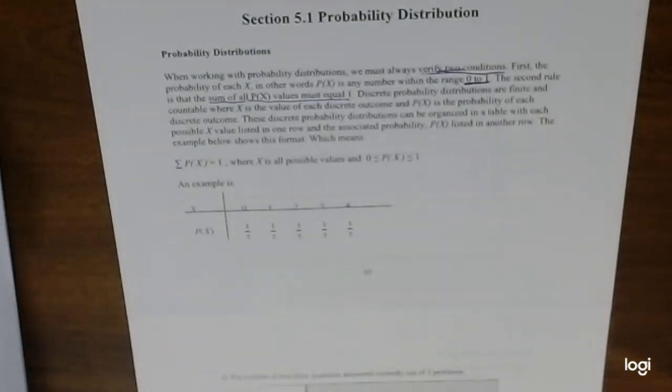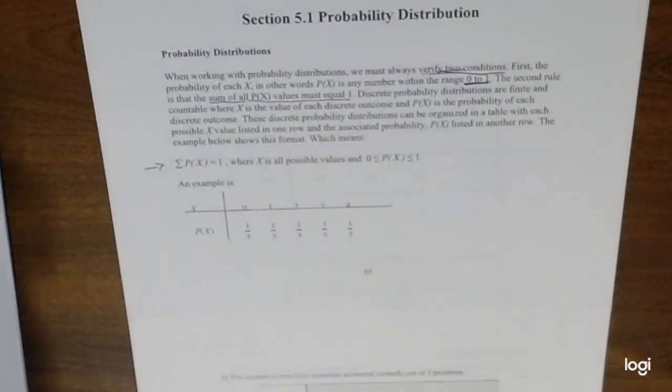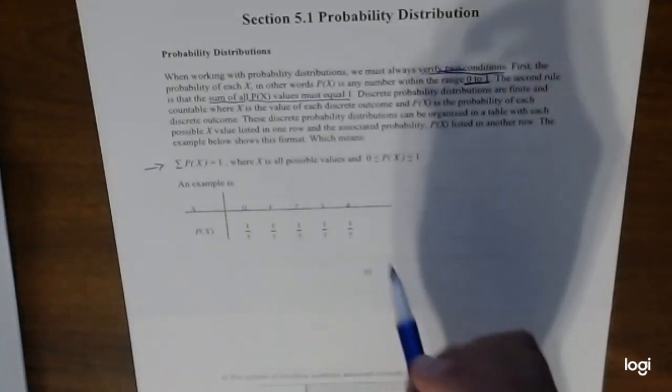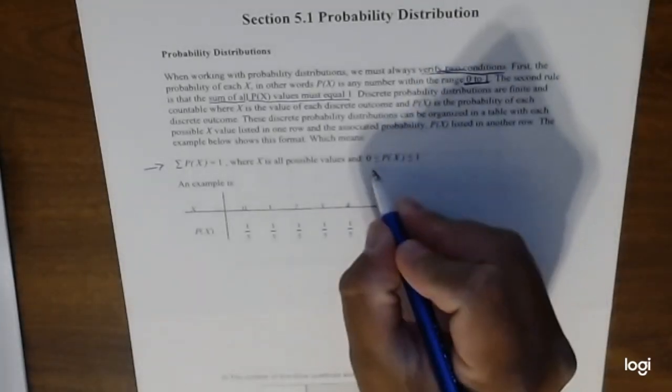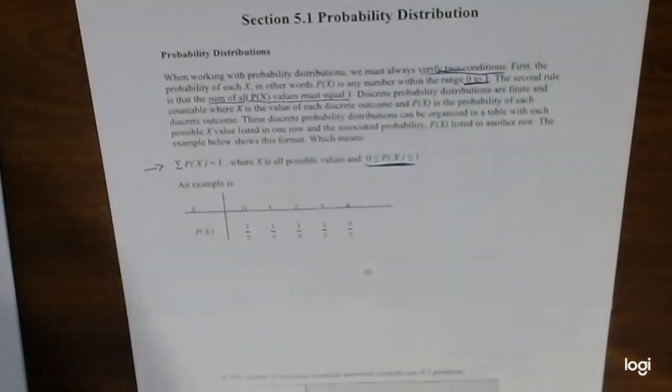Here is a quick summary of the most important thing. The sum of all the probabilities must equal 1, and each probability must be between 0 and 1 as well. Those are two major concepts we're dealing with in this section.